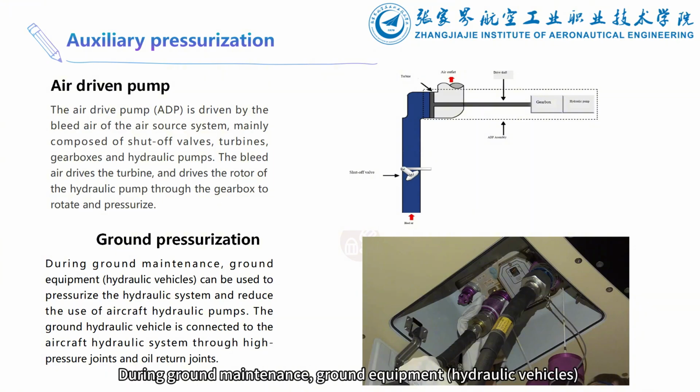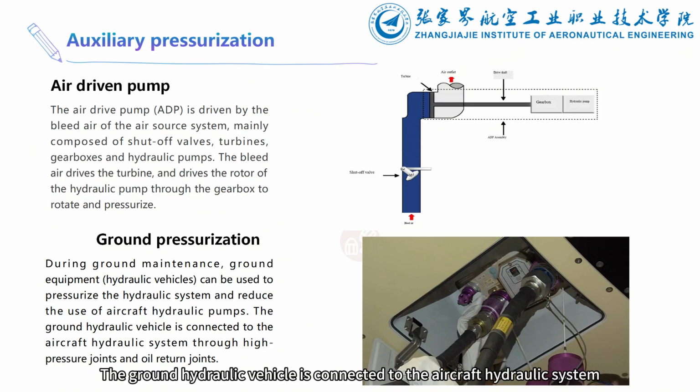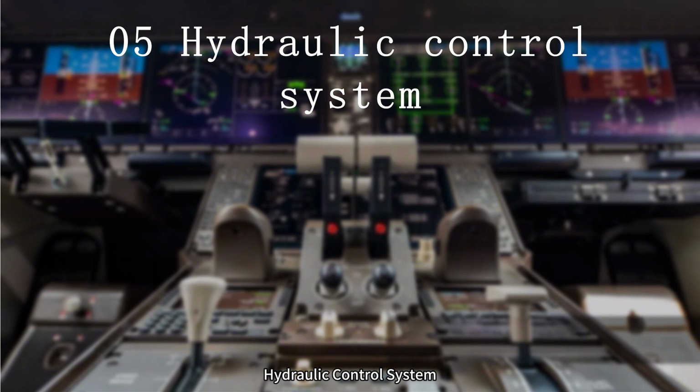During ground maintenance, ground equipment, hydraulic vehicles, can be used to pressurize the hydraulic system and reduce the use of aircraft hydraulic pumps. The ground hydraulic vehicle is connected to the aircraft hydraulic system through high-pressure joints and oil return joints. Hydraulic control system.